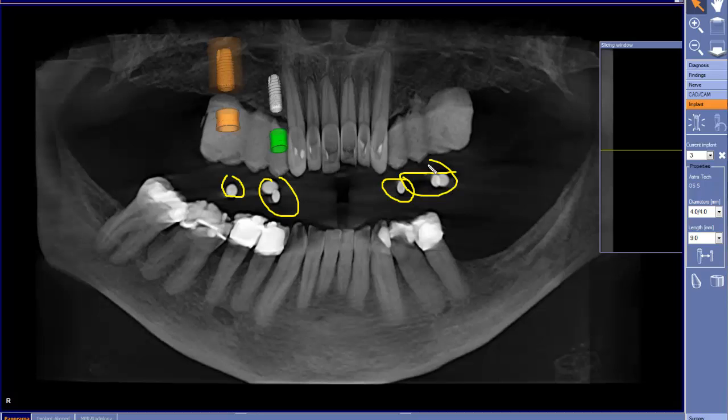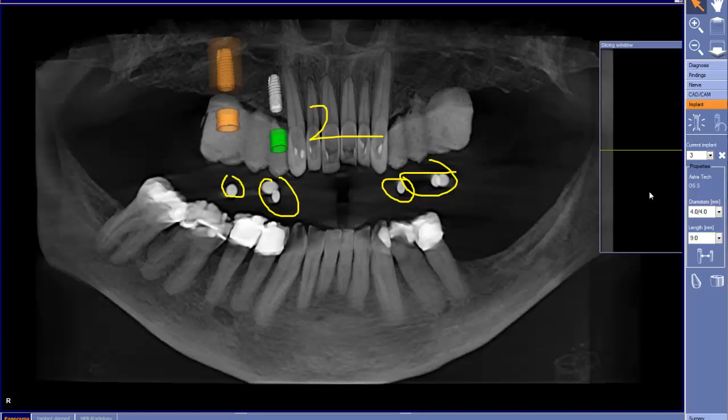So again, the big question is, why do we need to do a classic guide? And the answer is we can always do a classic guide, but the bigger question is, why can't we do an opti guide? And the answer for this is quite simple. To do an opti guide, we need to be able to register our CEREC data into the scan. To be able to register the CEREC data into the scan, we need two natural teeth to be able to integrate.